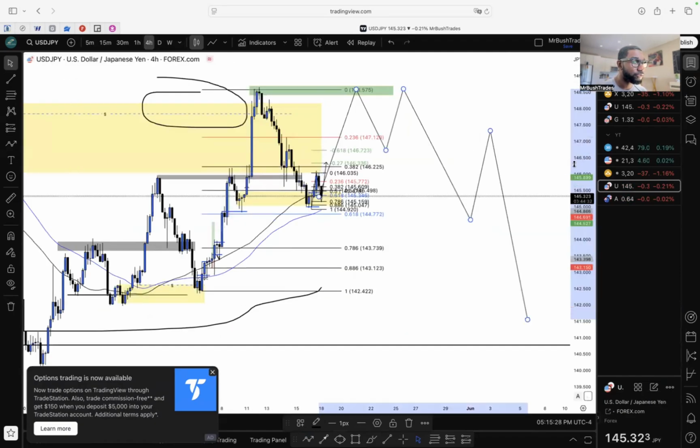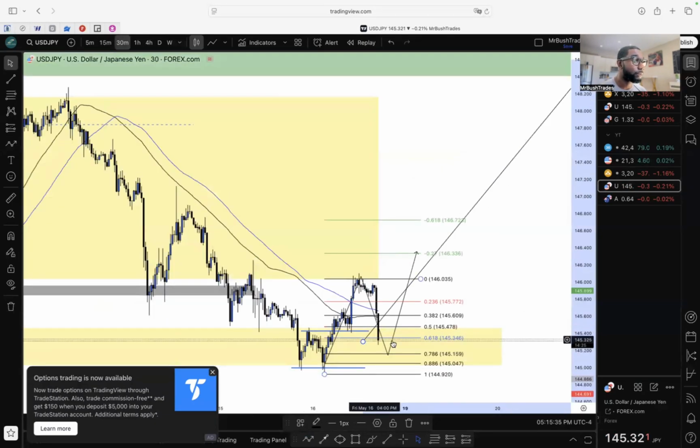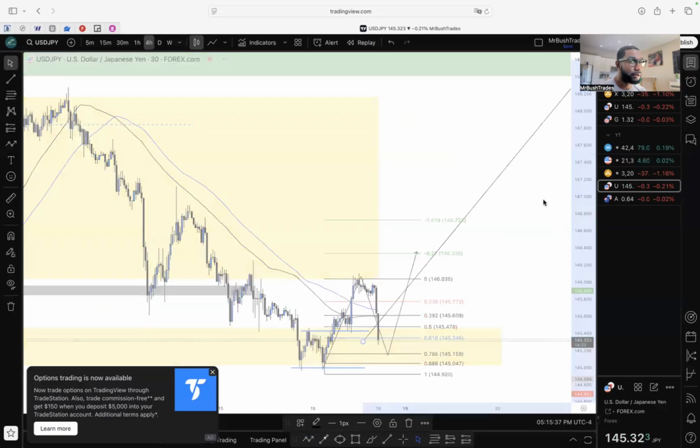right? So we'll stay on the H4 time frame, and we'll see how we want price to. Matter of fact, we'll stay on the M30 time frame to see what price wants to do, how price wants to play it out. All right.